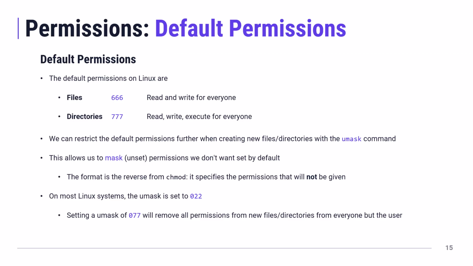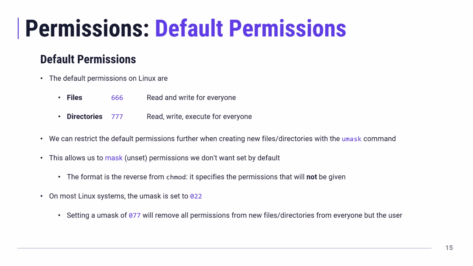Now, if we want, we can further restrict the default permissions that get applied to the files and directories we create using a command called umask. This allows us to mask out, or in other words, unset, permissions that we don't want set by default. With the chmod command, we're telling it what permissions we want to apply to a given file or directory. With umask, we're saying what permissions we don't want applied to a new file or directory.